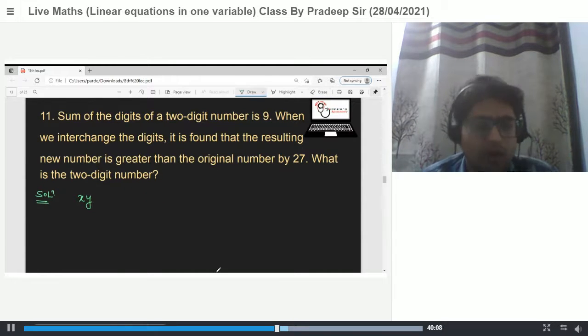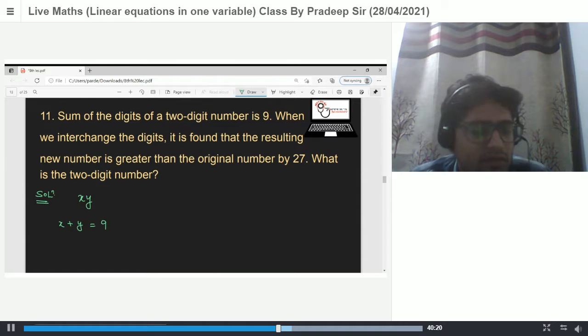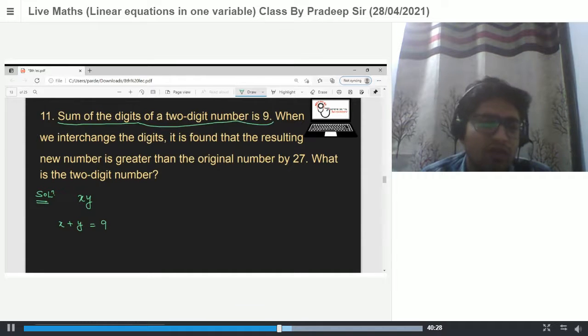Now the question says sum of the digits. The sum of the digits is what? We have two digits x and y, so the sum is 9. This is the meaning of the first line. So we have a two-digit number xy, and the sum of the digits is 9, so x plus y is equal to 9. Got it?